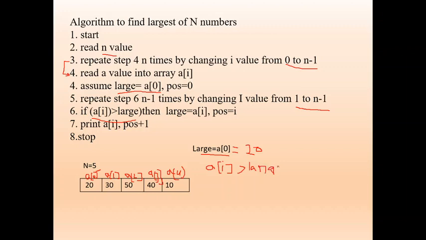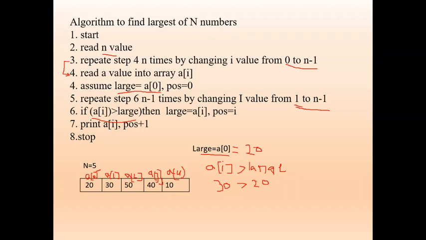Here what is my A of I? A of 1 is 30. You see, here I have started my I value from 1. So A of I means A of 1. A of 1 is 30. Is it greater than large? What is my recent large value? Recent large value is 20. Yes, 30 is greater than 20.